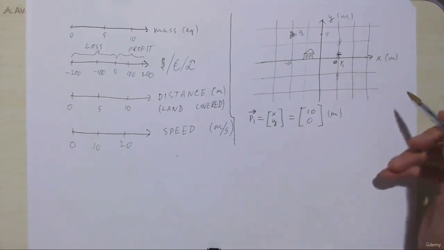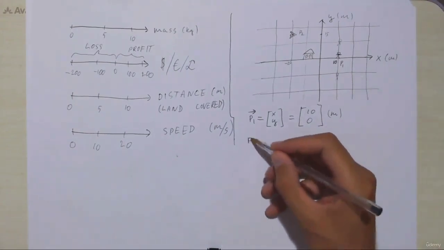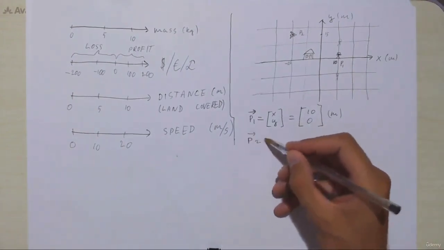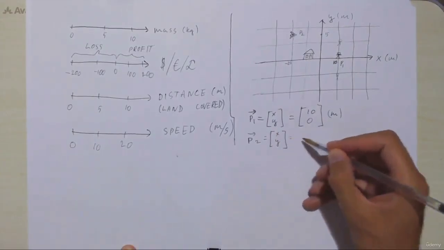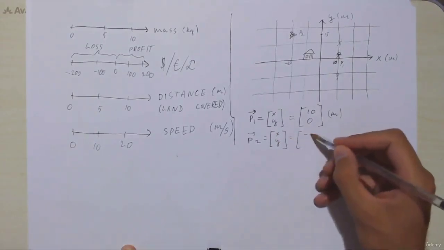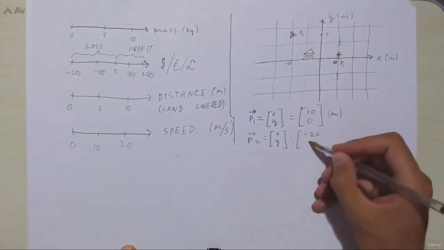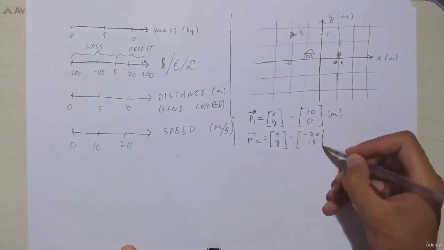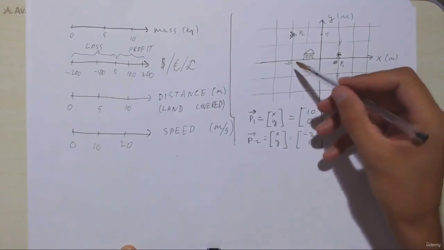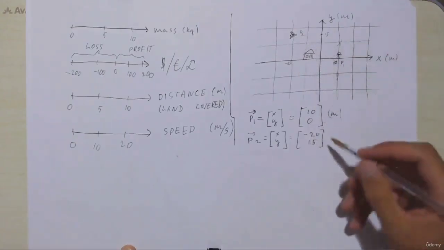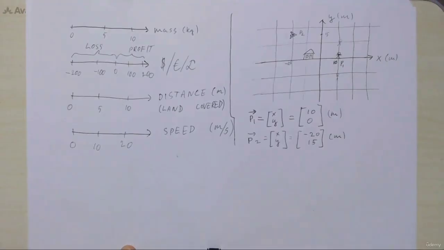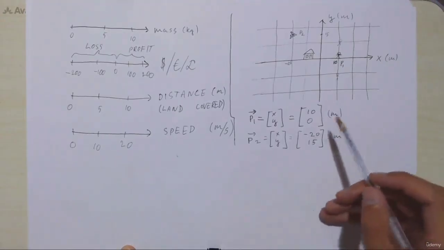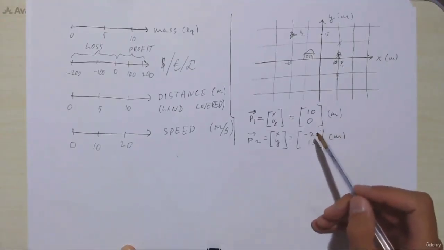And the same thing with the airplane. You can just say P2 is X, Y, and it would be minus 20 and 15. Minus 20 in the X dimension and 15 in the Y dimension, meters. So this is called a two-dimensional vector.